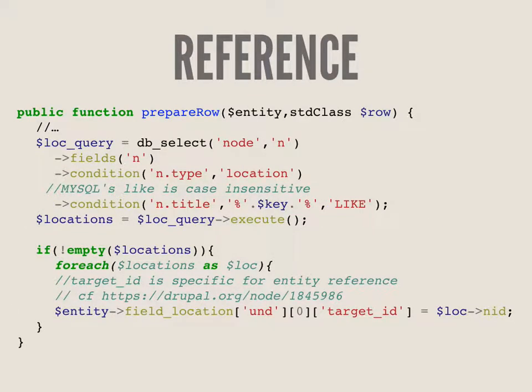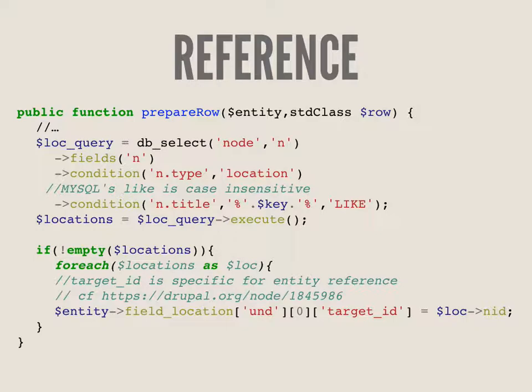Something that also took quite a long time for me to figure out is how to deal with references. This is from a Drupal 6 site to a Drupal 7 site, and the event content type has a reference to a location content type. What I had to do here is create a query to find the right location content, and once I found it, you had to use something really weird: the target ID key. So it took me a long time to figure it out.